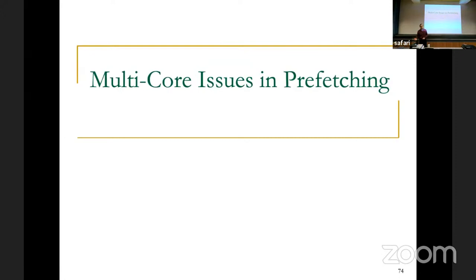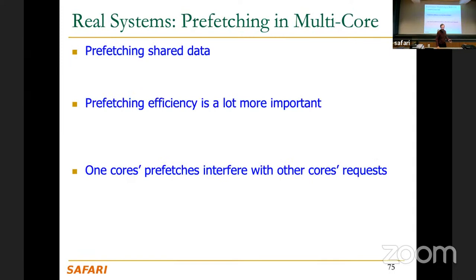Okay, let me quickly go over multi-core issues. I'm not going to talk a whole lot over here, but real systems need to deal with it. Shared data, for example, when one core prefetches shared data from another core, that may not be a good thing because that other core may need it. And when that other core needs it, it gets a coherence miss. So you actually cause data movement. So you need to be a little bit more careful with shared data and locks. So you may actually prefetch the lock.